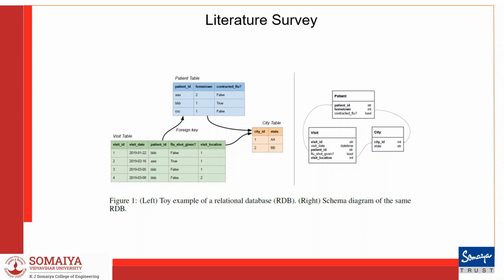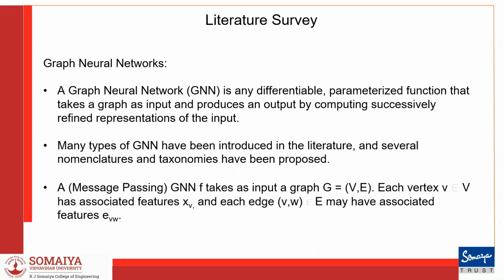For example, the patient ID in the visit table acts as a foreign key relation to the patient ID of the patient table. As you can see, the arrow pointing from the visit table to the patient table indicates a link between them, and there exists a link between the visit table and the city table, and a link between the patient table and the city table, and so on. So this was a brief introduction to relational databases.